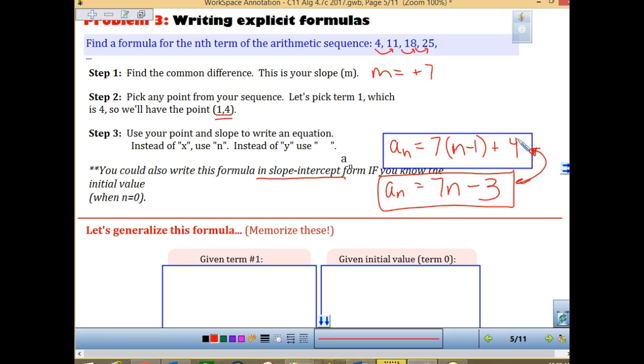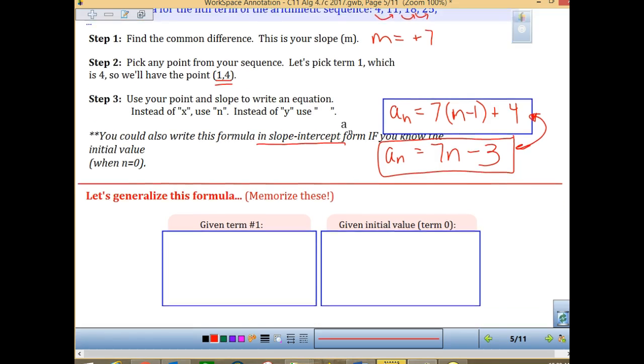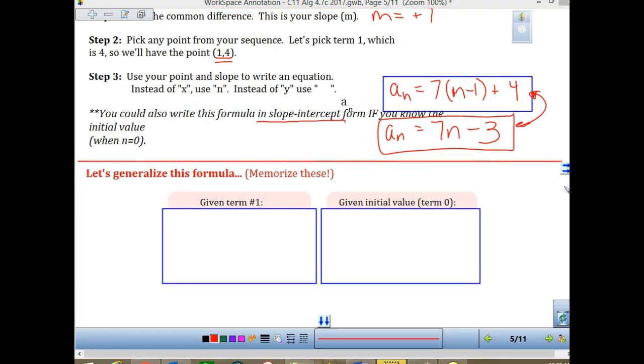I would recommend just stopping at point slope. There's no reason to change the explicit formula this way. Some of you will make some silly mistakes. We're going to leave it that way. All right. So we want to generalize as we are looking at this.